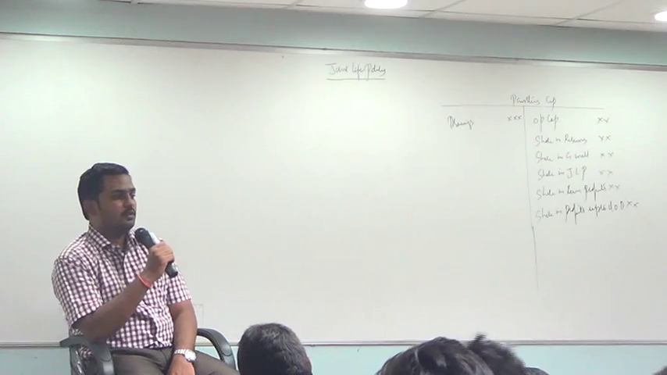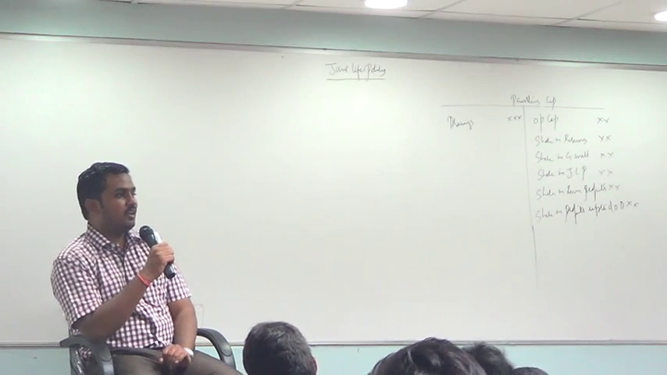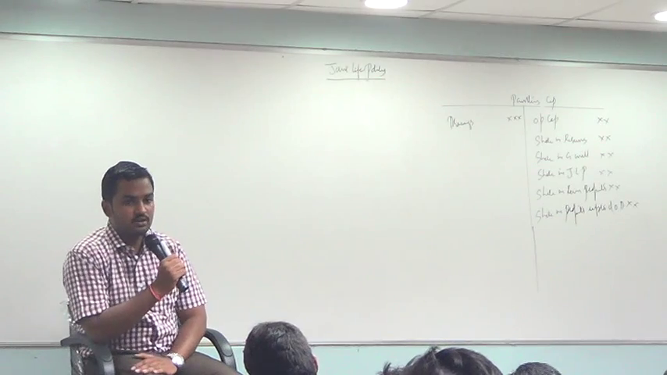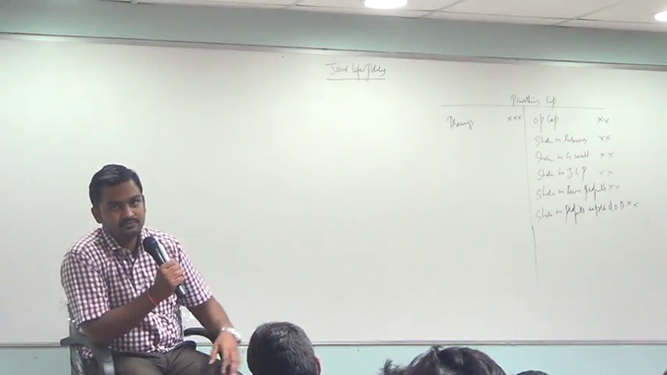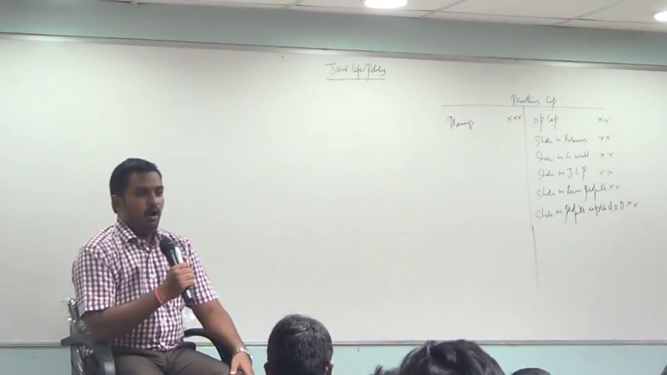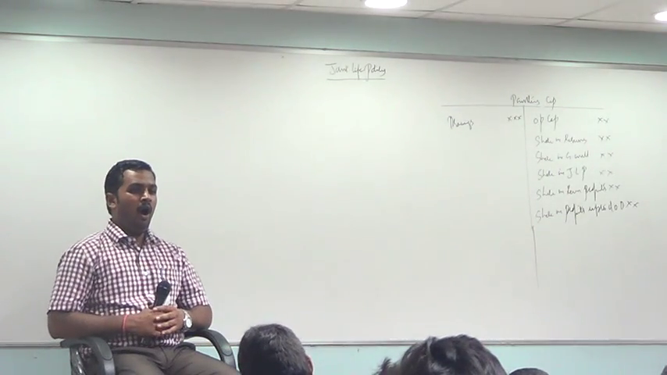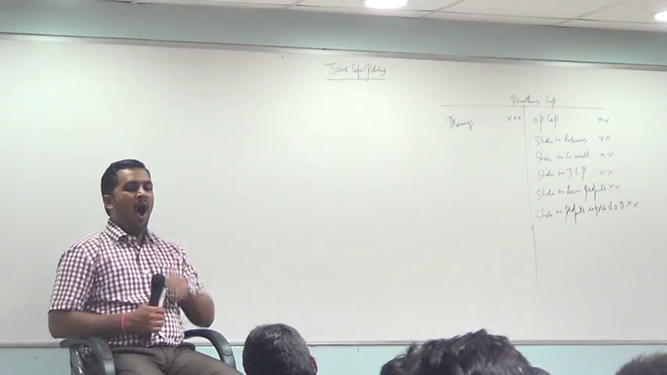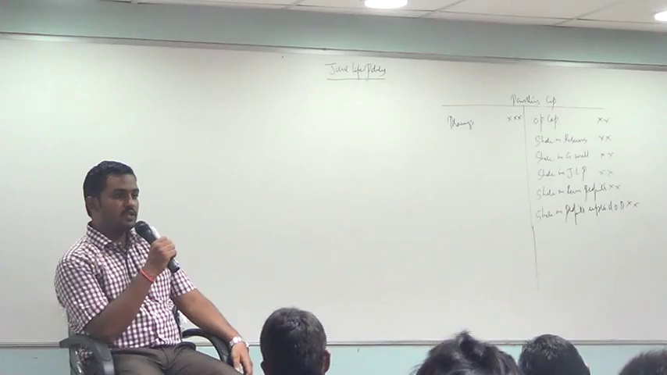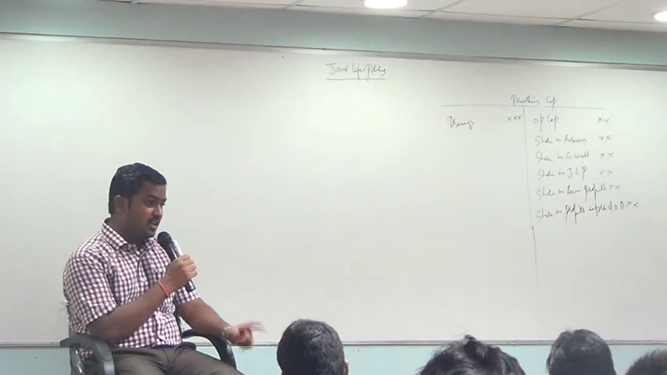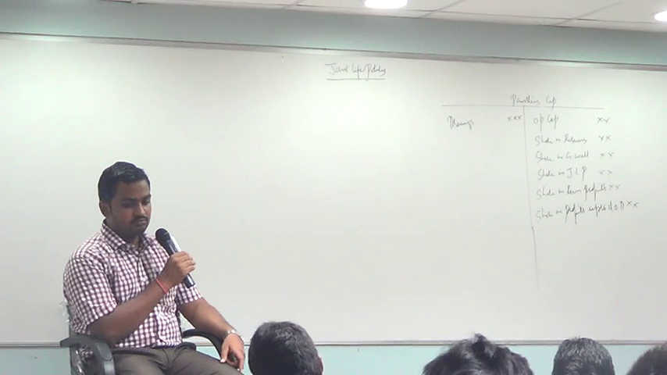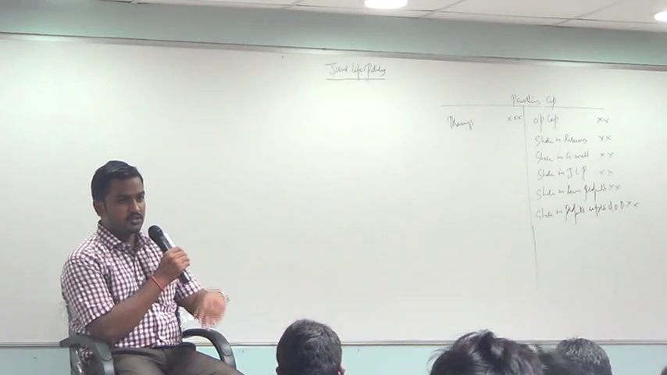Is it clear? Below that you write: joint life policy account is in the nature of a gain. It's a gain account. Are you able to understand? Next.